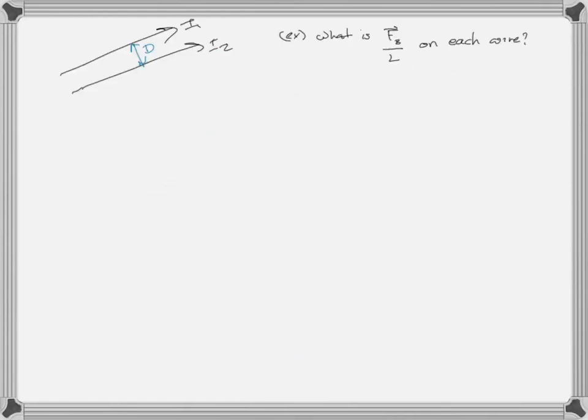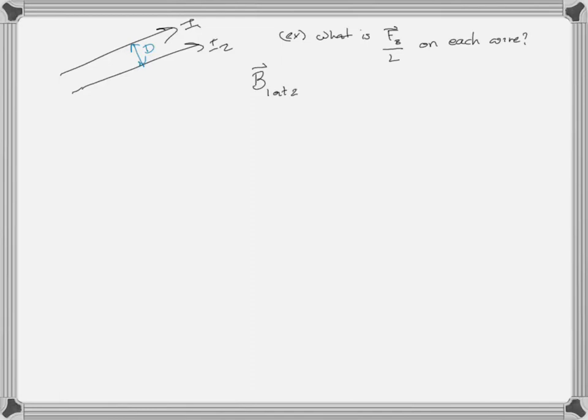By asking what is the magnetic force per unit length between the wires, we're really asking what is the magnetic force per unit length on each wire. We're going to do that by first calculating the magnetic field of each wire at the location of the other wire. So let's calculate the magnetic field of wire 1 at the location of wire 2. So B1 at 2.